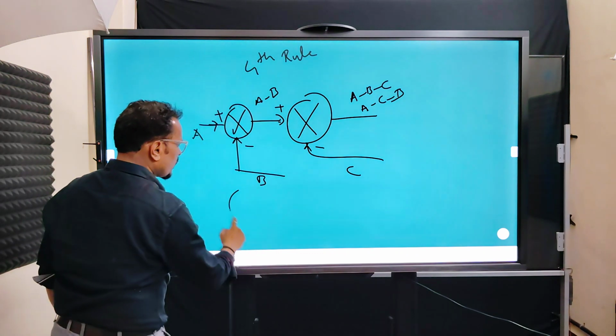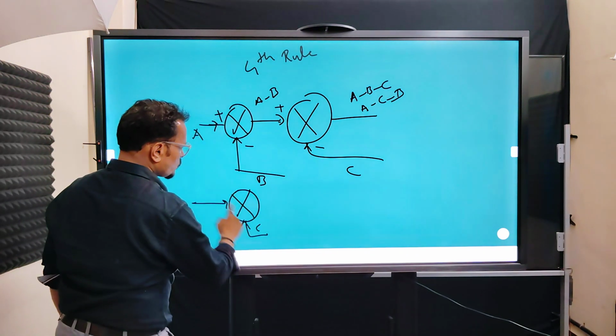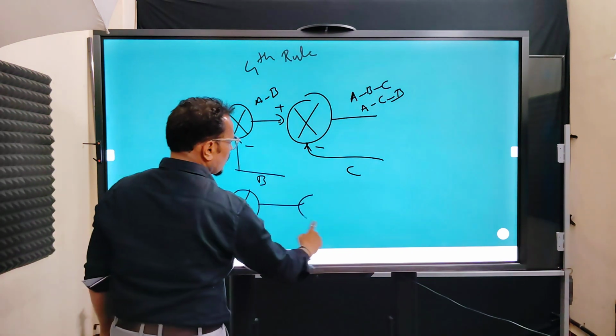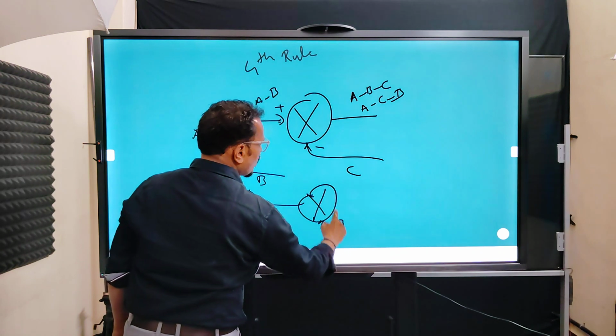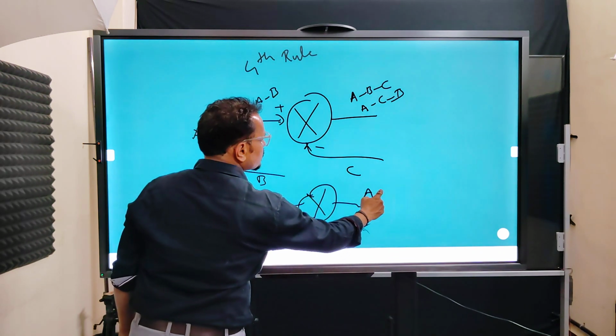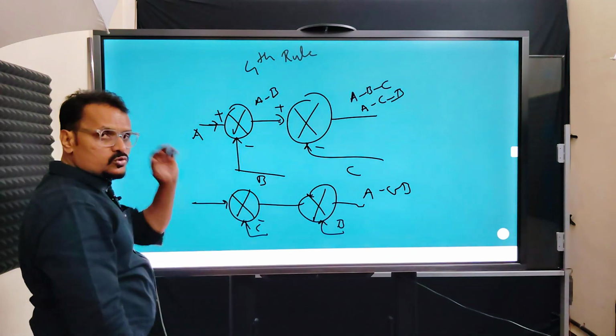I could have here A and C first. So A is getting minus with C, and then I will have here B. So I'll get it as A minus C minus B, which is the same as that. This is the fourth rule.